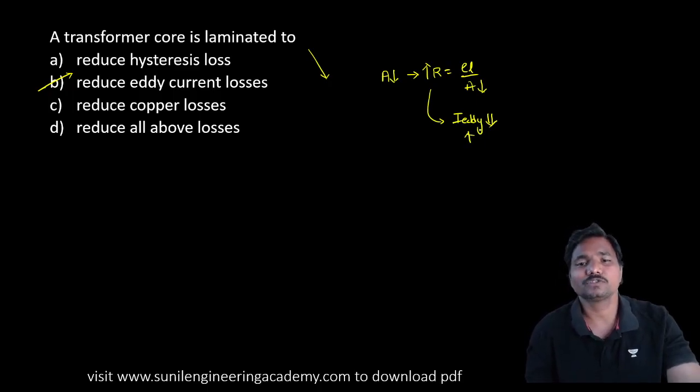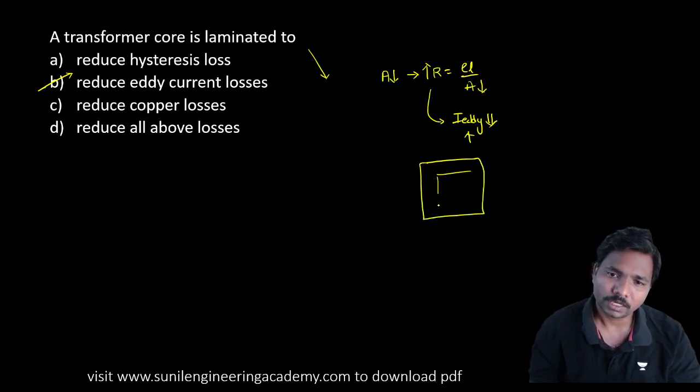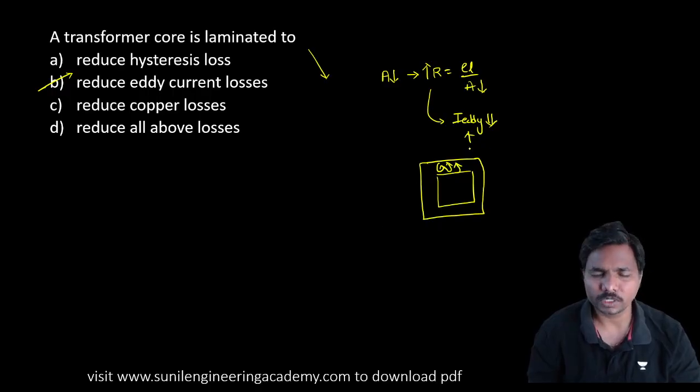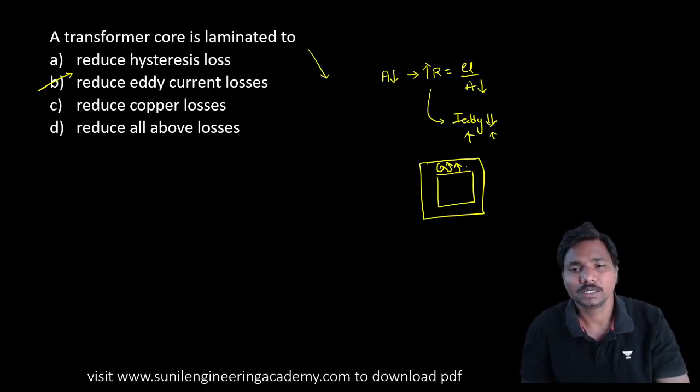What are these eddy currents? Many have doubts on this. For example, if this is a magnetic core, the currents which are circulated within the core itself are nothing but eddy currents. Due to that we get heat, which is in the form of losses, so we get eddy current losses. Whenever this area is less, there is no chance of circulation, so the circulating current is reduced, and then eddy current will be reduced.